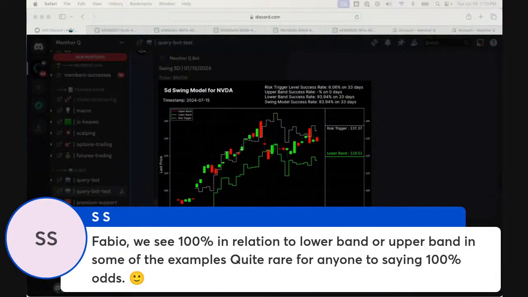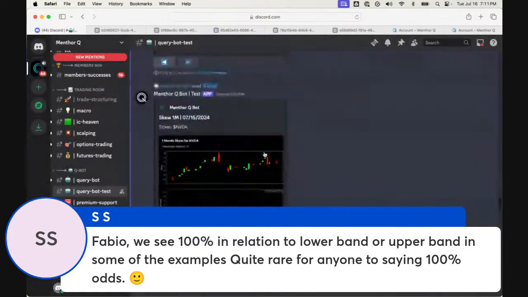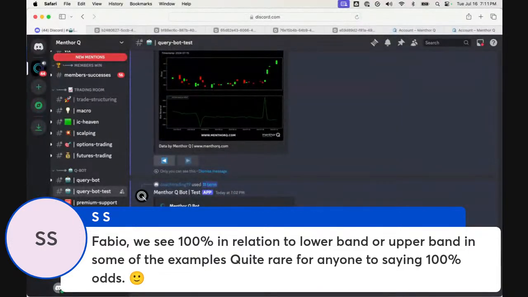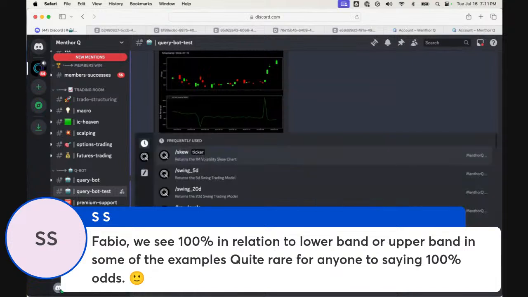Yeah, and this is an interesting one. We see 100% in relation to lower band or upper band in some of the examples, right? The question is, as we mentioned, the model is not just looking at technical analysis. We actually look at option data, like gamma, delta, the option Greeks. In the examples that we showed you, the price of these assets has been trending to the upside. But I'm sure, yesterday, Doc, we had a good example. What was it, CMG, yes, our dog.